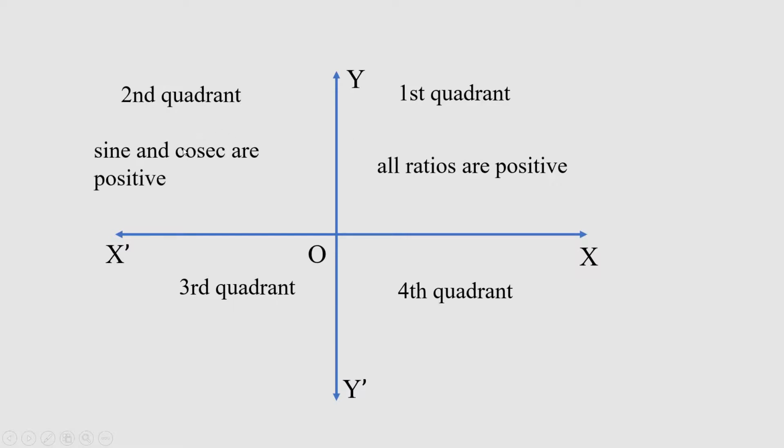In the second quadrant, sine and cosec are positive. In the third quadrant, tan and cot are positive. And in the fourth quadrant, cos and sec are positive. Range of the first quadrant is 0 to 90 degrees. Range of the second quadrant is 90 degrees to 180 degrees. Range of the third quadrant is 180 to 270 degrees, and range of the fourth quadrant is 270 to 360. Okay.